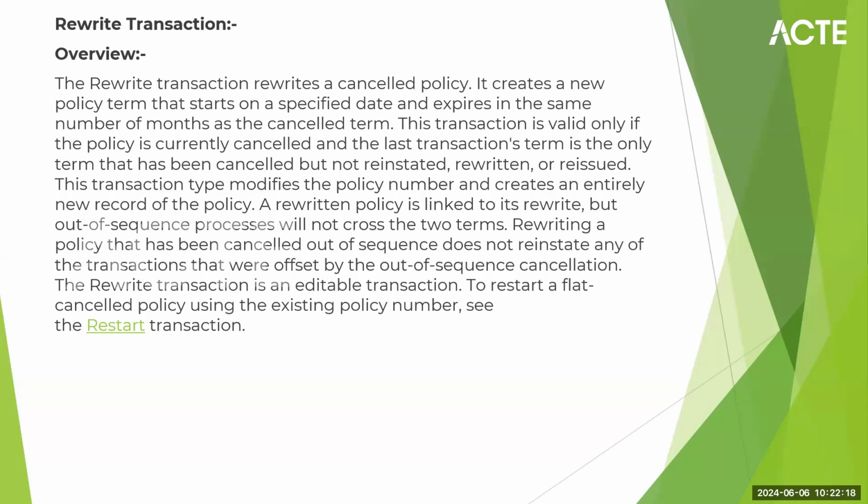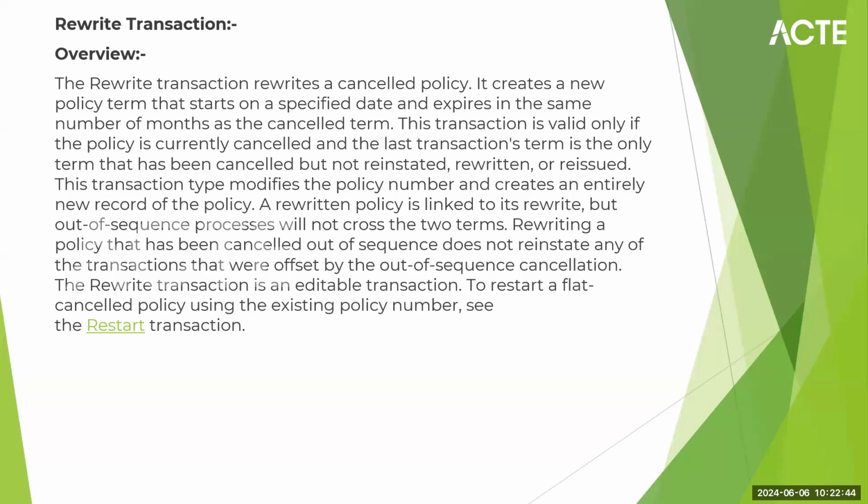This transaction type modifies the policy number and creates an entirely new record of the policy. Whatever changes you have done now, I mean, like you have given new changes, like username or coverages or premium, everything, that will be considered as a new record of the policy. The policy number will be written as a new policy number.